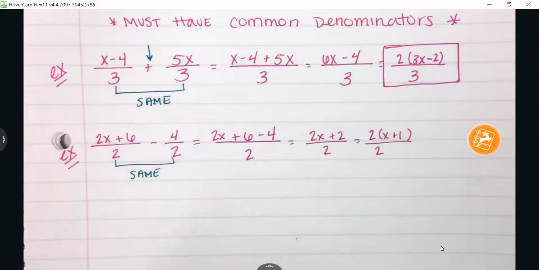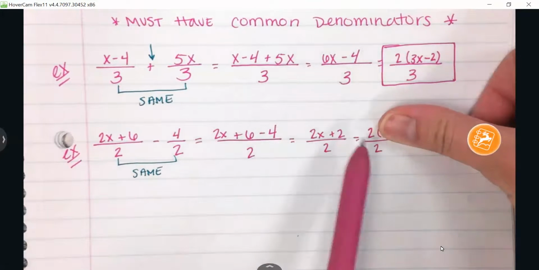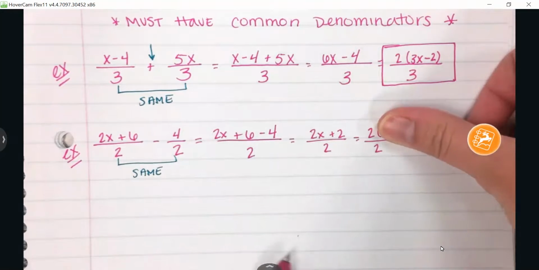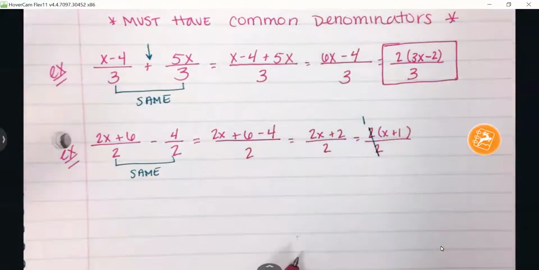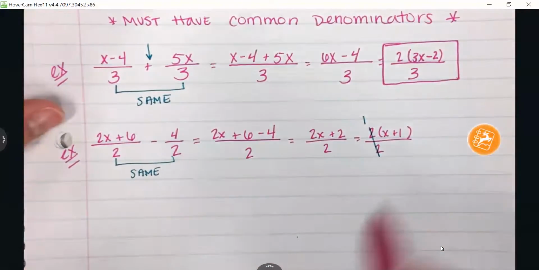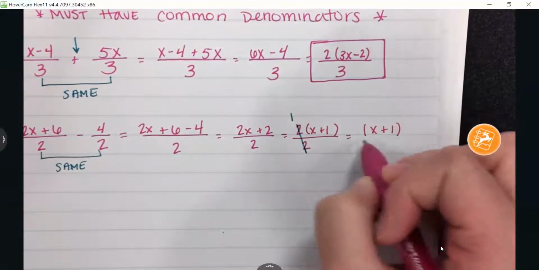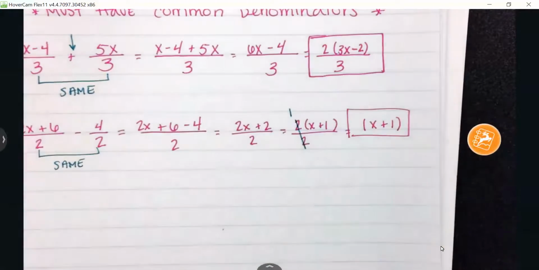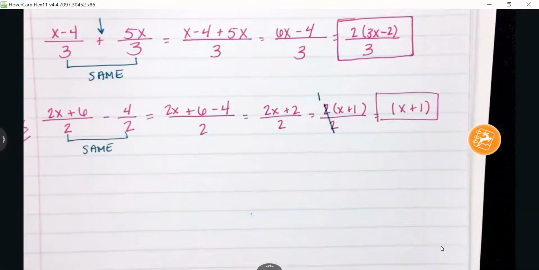divided by 2. Now, looking outside parentheses, what do I know about 2 divided by 2? They cancel, or better would be it equals 1. So what would my final answer be? x plus 1. Okay.